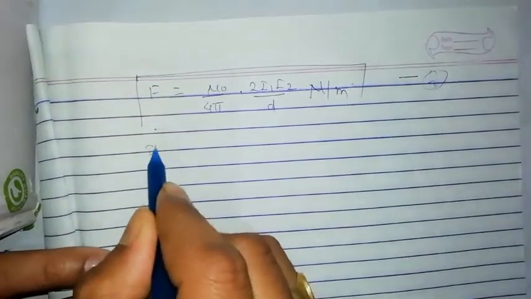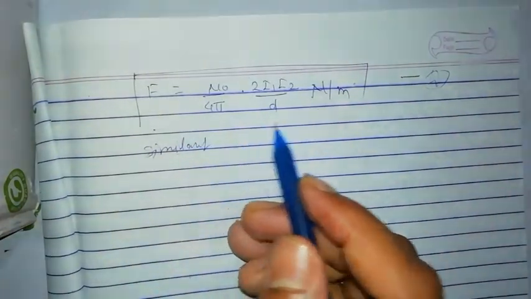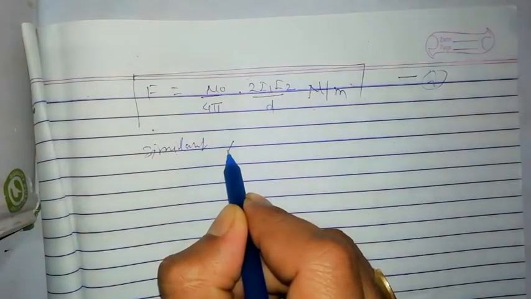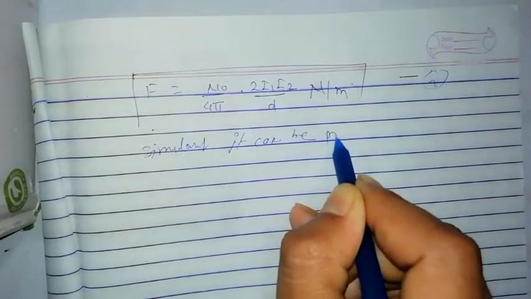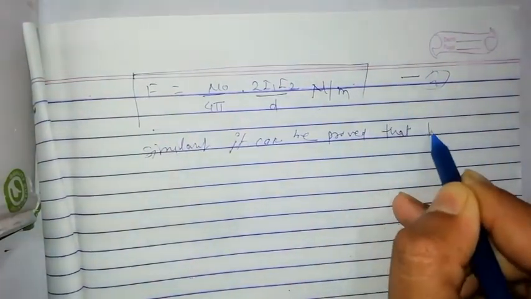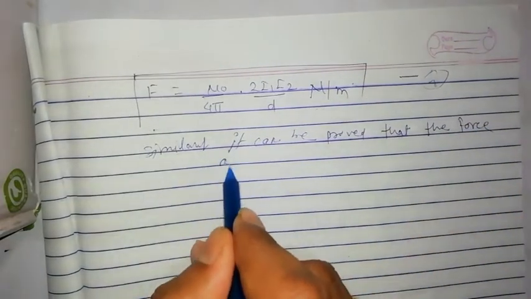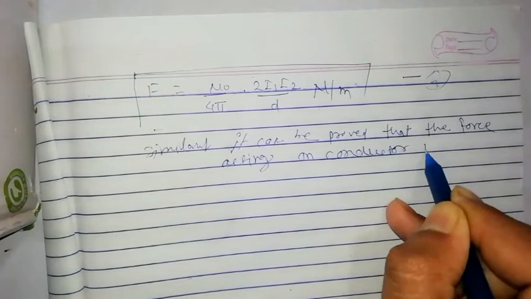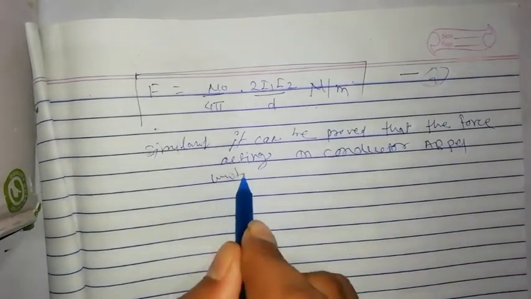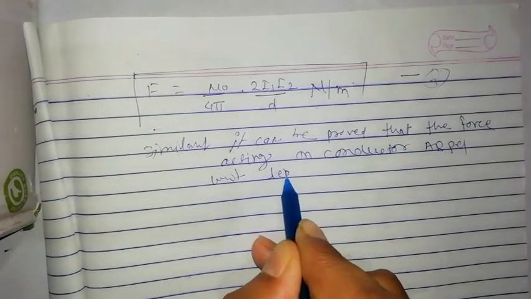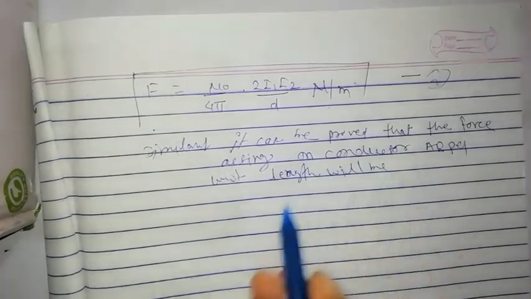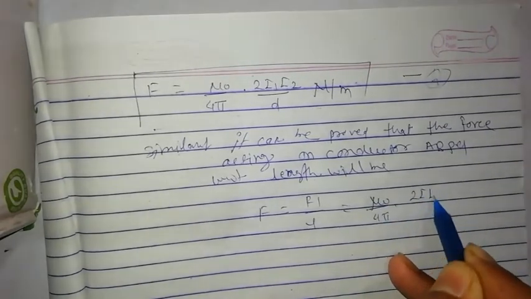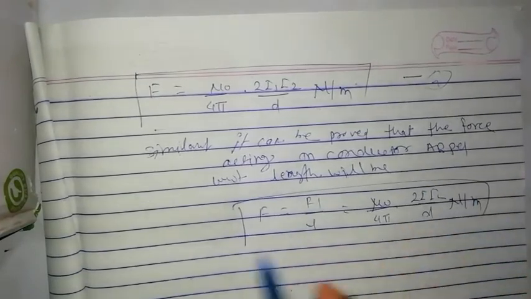This is equation number 4. Similarly, it can be proved that the force acting on conductor AB per unit length will be given by F equal to F1 upon L, which is mu 0 upon 4 pi times 2 I1 I2 upon d Newton per meter. This is the required expression.